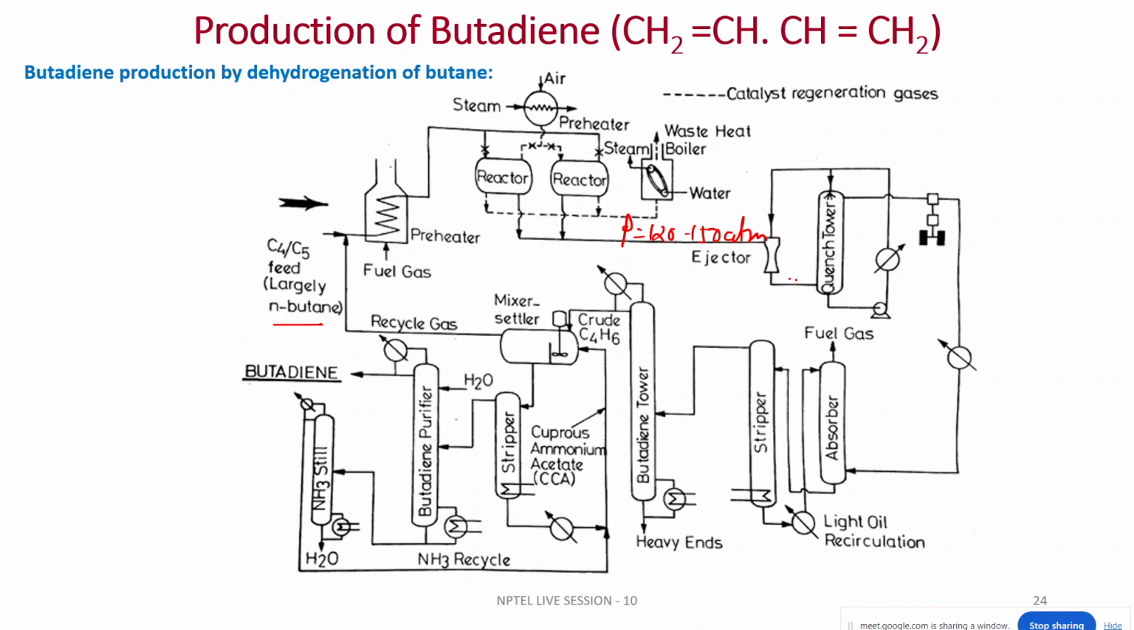The product gases are then oil quenched in the quench tower, compressed, cooled, and separated from the light ends. Flue gas is separated from the light end product, and those are stripped and then fractionated in the butadiene tower. At the top of the product, we are getting butane as a crude. This is further sent to the mixing settler. From the top, the recycled gas can be taken to the feed point, and the heavier product is taken to the stripper.